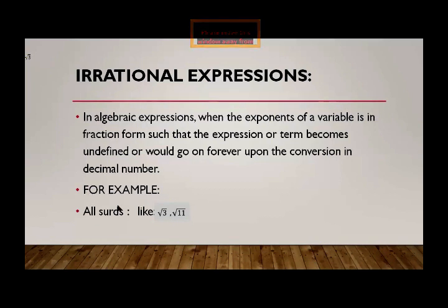The examples are all surds, like root 3 or root 11. If you want to find the square root of 3, its answer is 1.732. You can check in your calculator. Same if you find root of 11, its answer is 3.309 something. So it means you can find their answer in decimal. So they are representing irrational expressions.